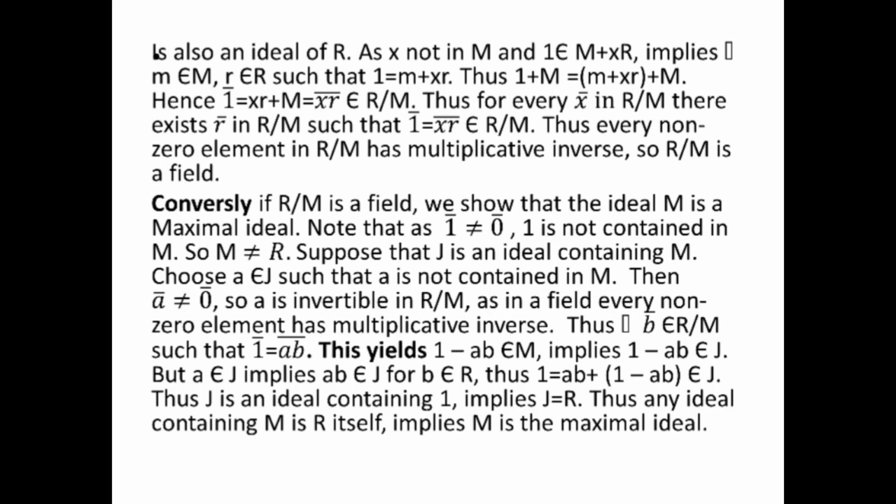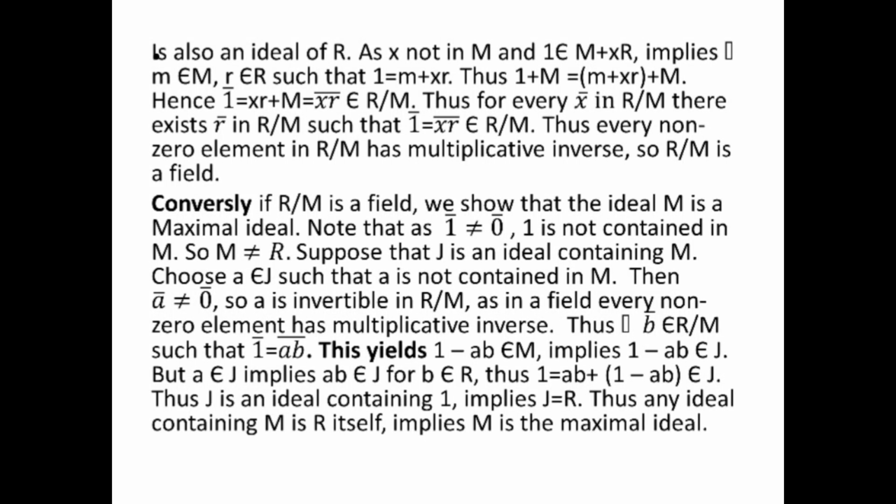That implies 1 plus M is equal to ab plus M. Or in other words, 1 minus ab is contained in M. And this implies 1 minus ab is contained in J, because M is a subset of J. But J is an ideal containing a, so for any b contained in R, ab is contained in J. So 1 minus ab as well as ab are contained in J. So if you take the sum 1 minus ab plus ab, it is also in J. That means 1 is contained in J. Now J is an ideal containing the unit element of R, and hence J is equal to R itself.